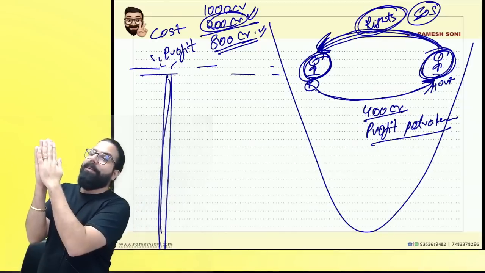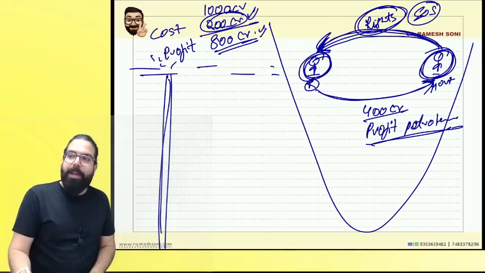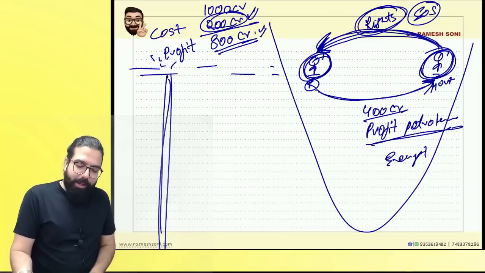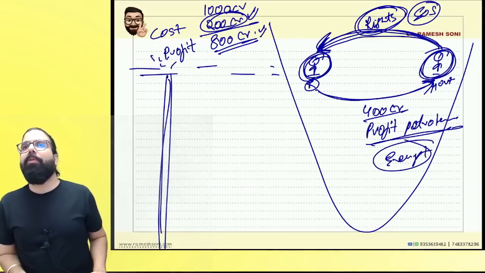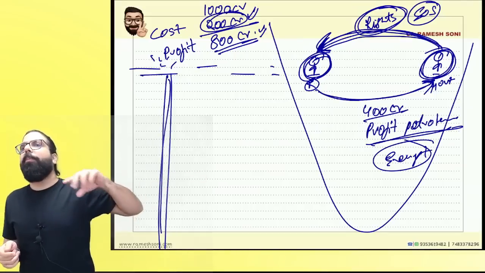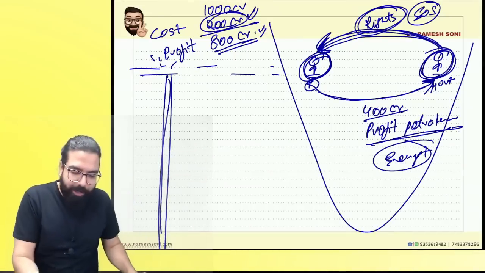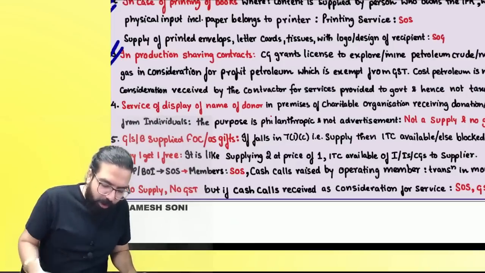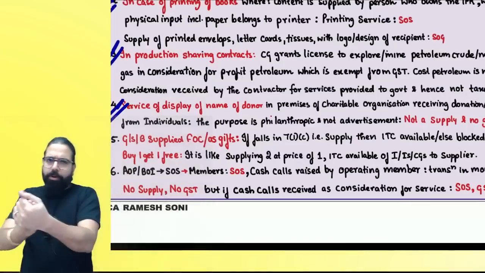People went to the government, please. So government told, okay, fine. Any amount of GST payable is exempt, and hence profit petroleum per GST has been exempted. Are we clear, everyone? So government gives the right to explore mineral oil, etc. We go ahead and give profit petroleum. Profit petroleum per GST has been exempted. The next one over here is services of display of name of the donor.